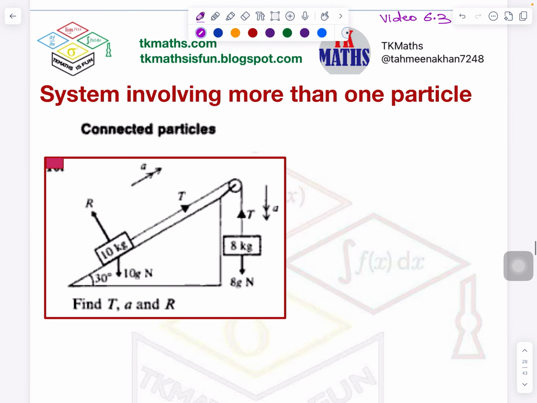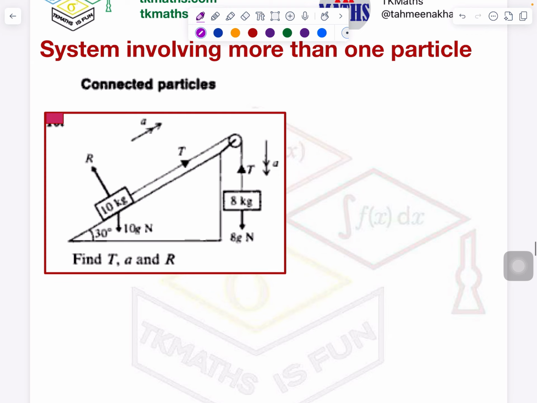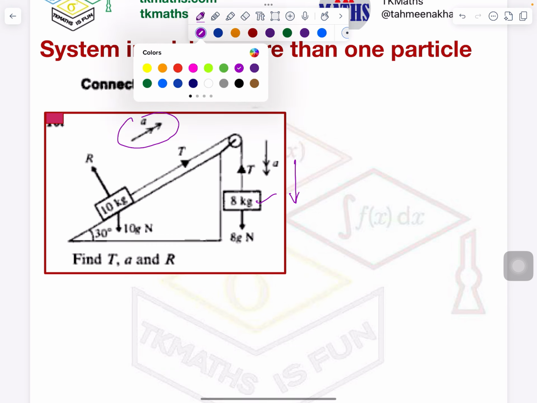So let's try to understand this concept with this diagram, with this problem. I have taken here two problems. You have to find out the unknown forces T, acceleration a, and R. Now if we study this, one particle is of 10 kg, the other particle is 8 kg, and the system is moving upward, and definitely from here it is downward. So first of all we need to resolve the forces at the 10 kg particle because it is parallel to the plane. So let's resolve it first.